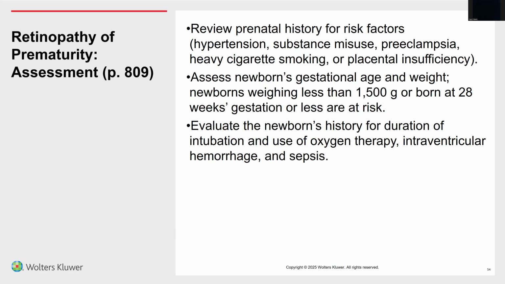So we need to look at prenatal risk factors, including maternal hypertension, substance misuse, preeclampsia, heavy cigarette smoking, and placental insufficiency. We need to assess the newborn's gestational age and weight, because newborns weighing less than 1,500 grams or born at 21 weeks gestation or less are at very high risk for ROP. Evaluation of the newborn's history for duration of intubation and use of oxygen therapy needs to be done, as well as monitoring for intraventricular hemorrhage and sepsis.